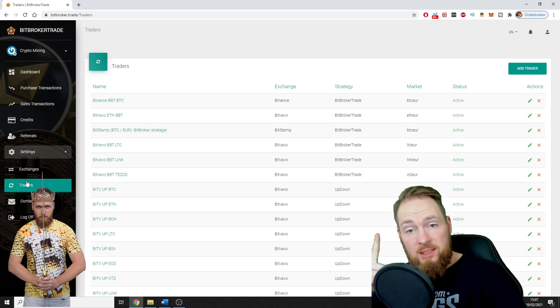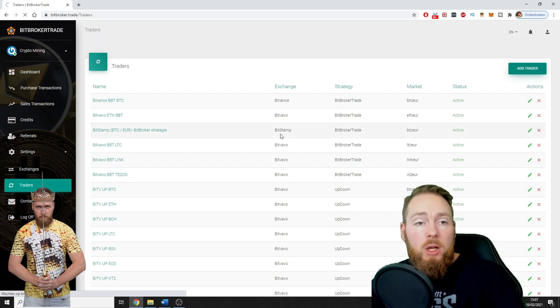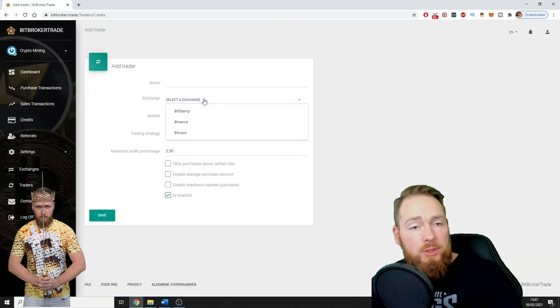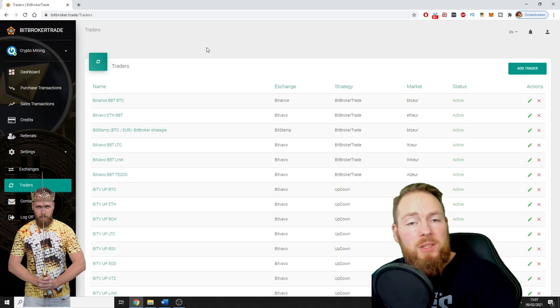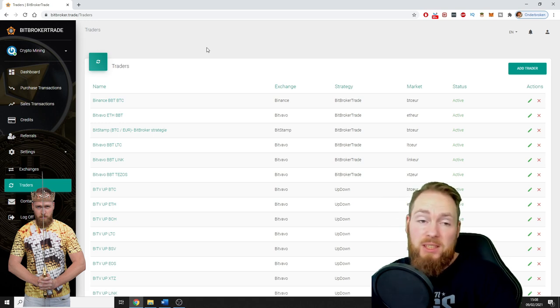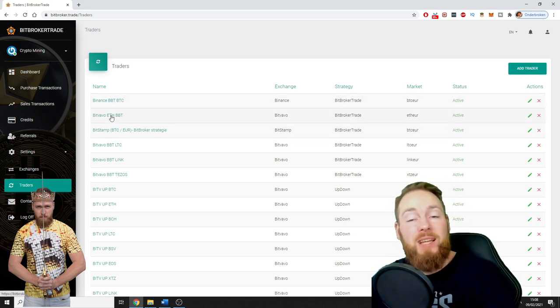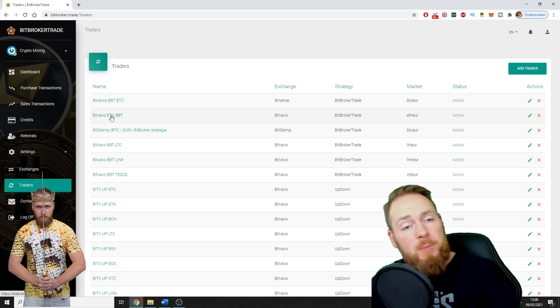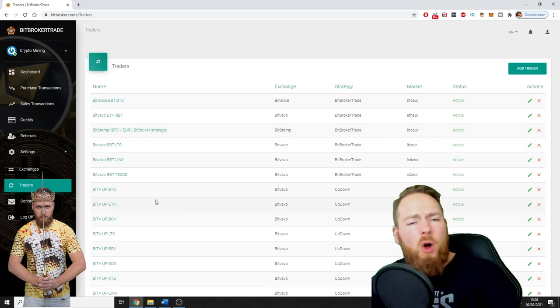So the first reason is you don't have enough traders. You can easily add a trader here. You input your settings, you select your exchange, your market trading strategy, and your profit percentage, and voila. As you can see here, I have all trading pairs on all 3 exchanges, all trading pairs except Ripple. If you only have like one or 2 traders, he can only trade with Bitcoin or with Ethereum, only 2 traders. I give him all the chance in the world to make me money. And yes, he's very successful because I have so many traders. He's constantly trading on all trading pairs.